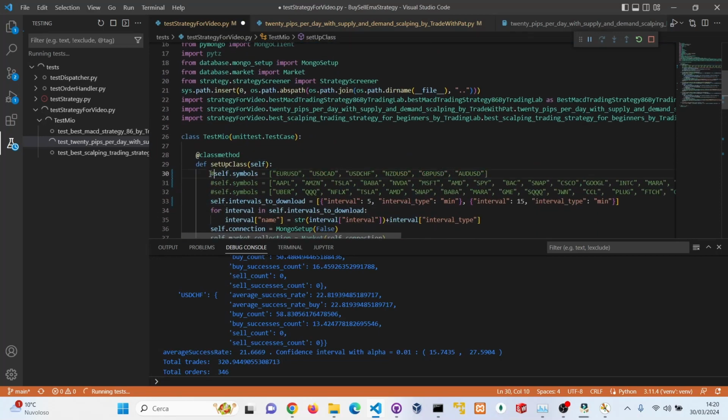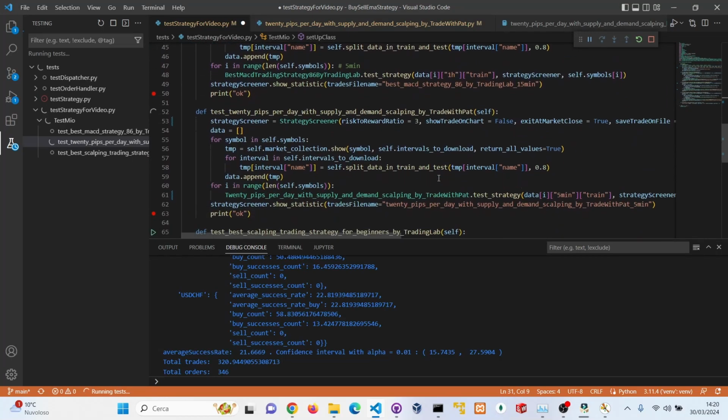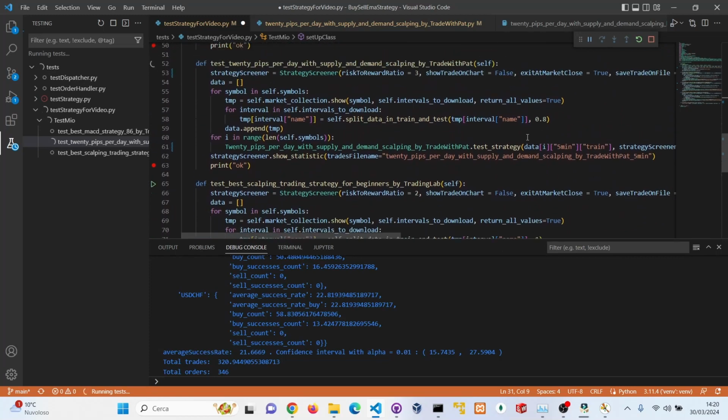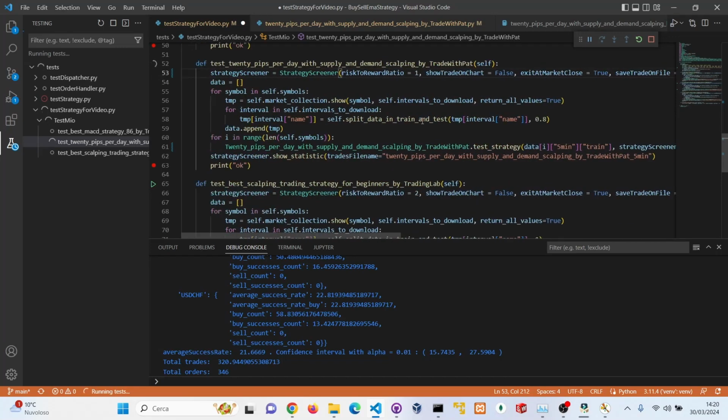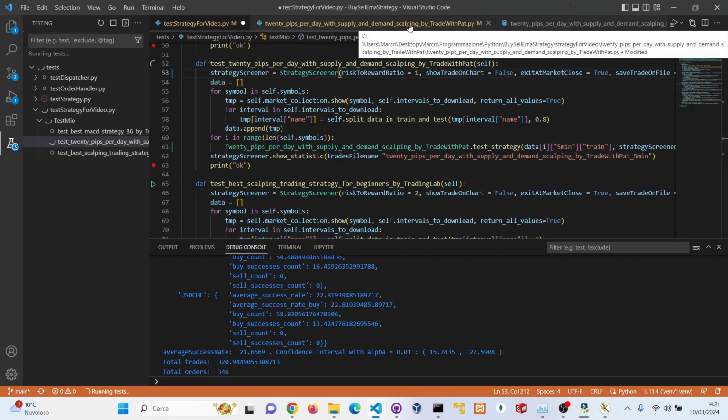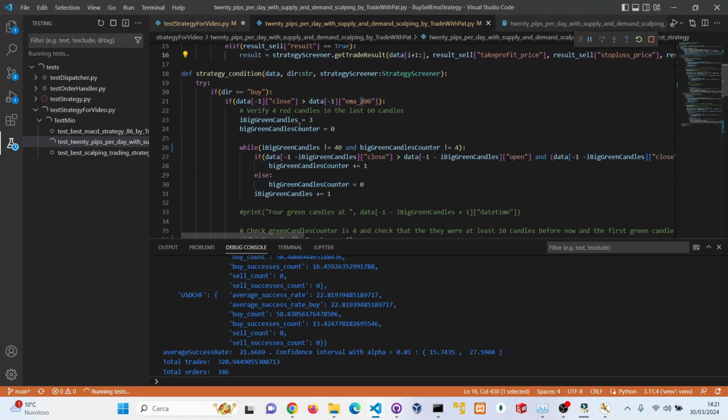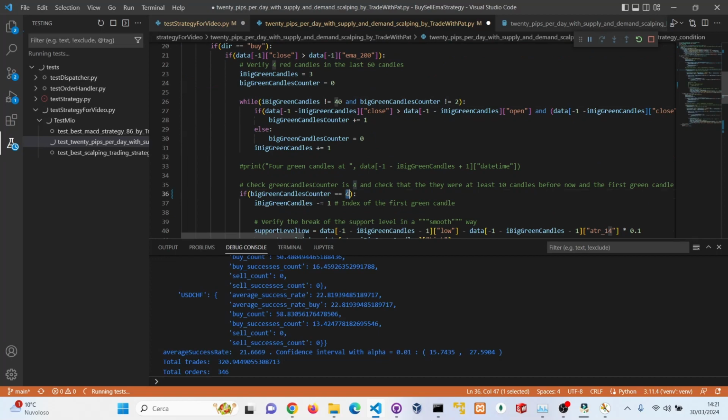So I tried on these stock symbols, and I found that the best time frame was 5 minutes and the risk to reward ratio was 1. And now I set the commission for opening and closing a trade to 0, because many platforms don't apply commissions when trading stocks. Then I changed this parameter to 2 big green candles counter. I want to find 2 consecutive big green candles.